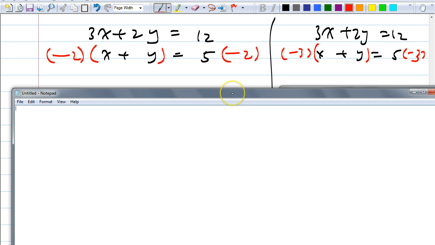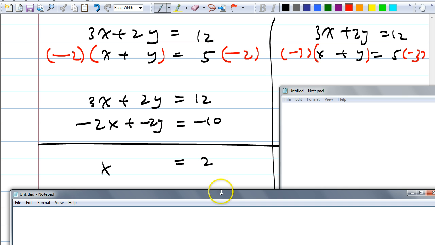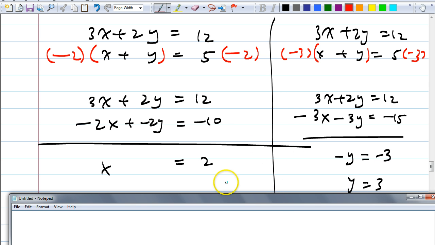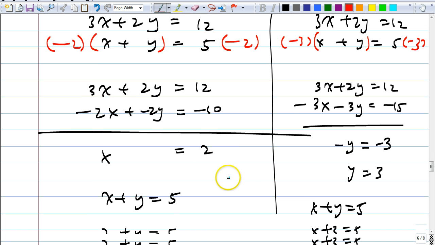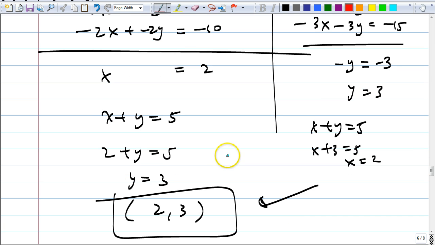Okay, so those of you that tried multiplying by negative 2, did you all get x equals 2? Those of you that tried with negative 3, did you all get y equals 3? And you, of course, plug this into any one of your original equations. You all should have gotten 2 comma 3. How many people got 2, 3? Okay, most of you. Any question? Is this easy? Hard? Can you do this for your homework tonight? Good.